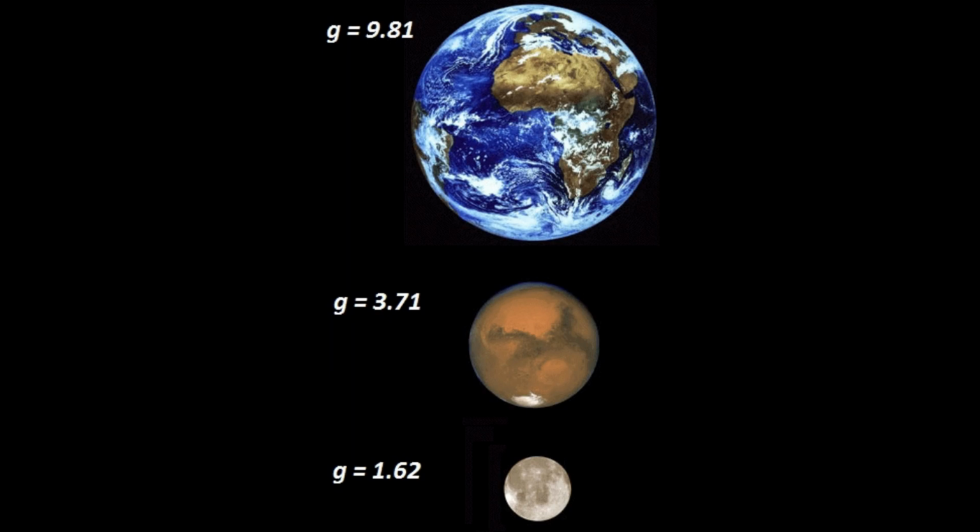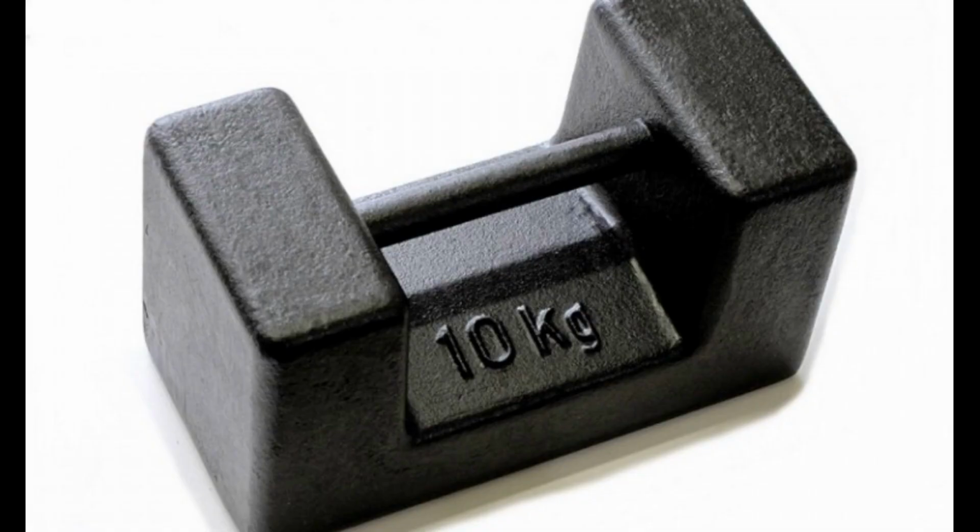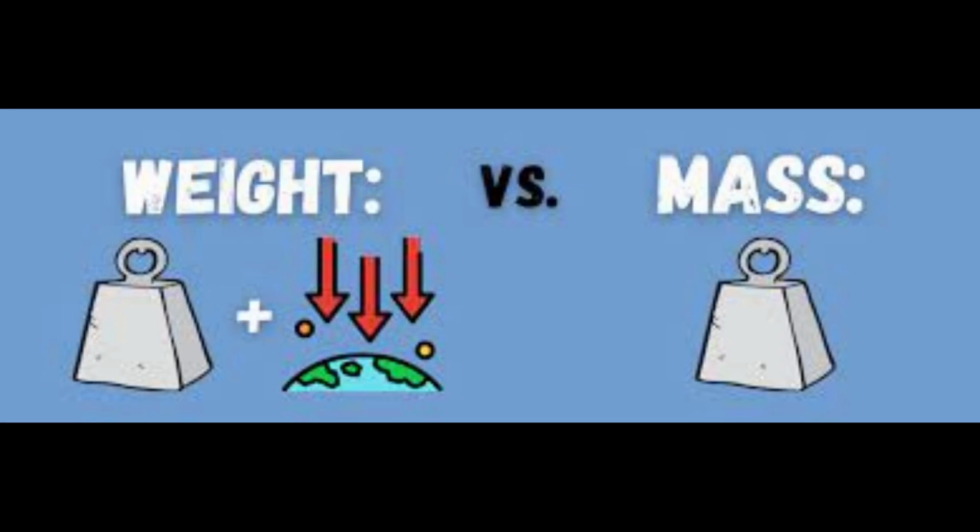In fact, let's say I had a 10 kilogram weight that would weigh about 100 newtons on Earth, while that would only weigh 16 newtons on the moon. It's important that you distinguish these two, weight and mass. That is, it's very important that you know what they are.